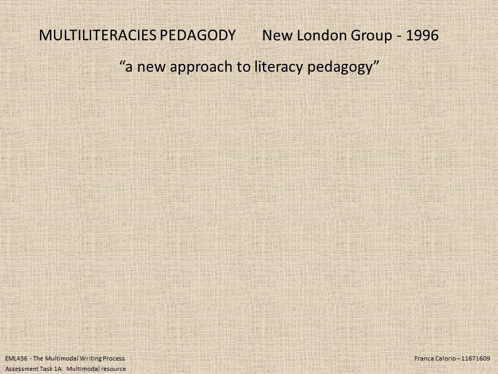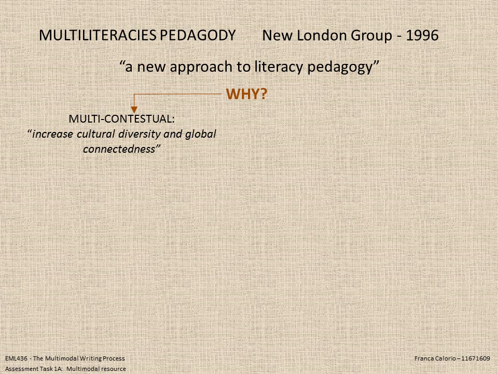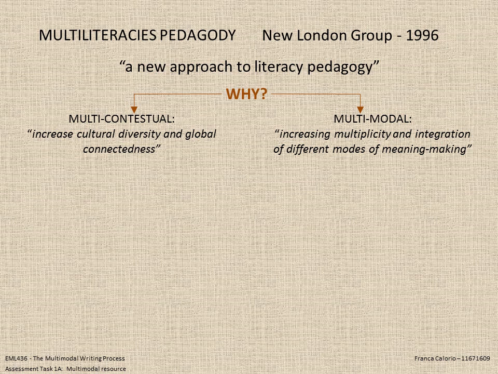This expression was first used by the New London Group in 1996, when the group offered an argument in three components. Firstly, why? Why shift from traditional literacy to multiliteracies? Because of the dramatic social transformation that has occurred. On one hand, we are in an era of increasing cultural diversity and global connectedness. On the other, communication technology and multimedia have evolved significantly such that meaning is made in increasingly multimodal ways.